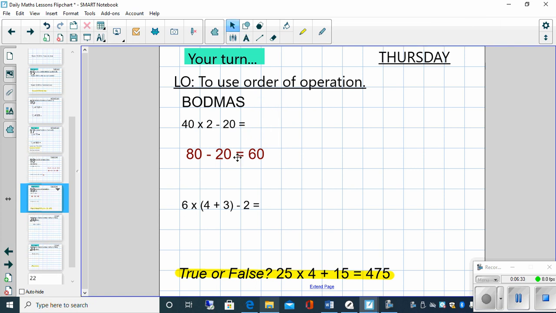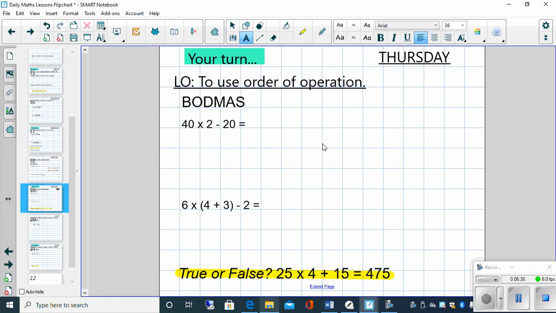Let's just delete these bits and we're going to have a look at the second question there. And I'm just going to do it up here. So, same game. Brackets. Oh, we've got some brackets here. So we need to do that part first. 4 plus 3 is 7. So we've done that part here. So we can now write out the next number sentence, which will be 6 times 7 minus 2. Equals.